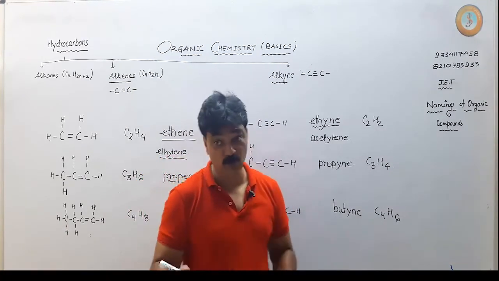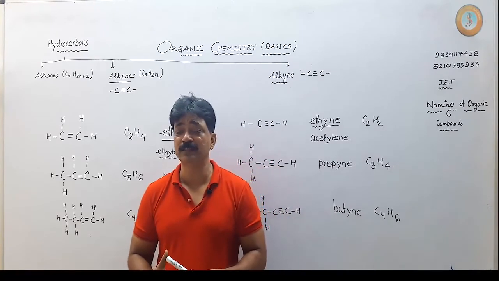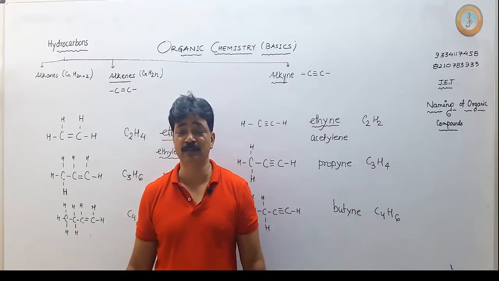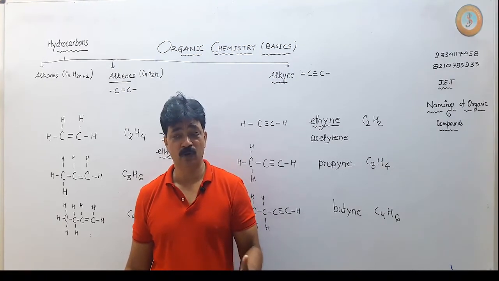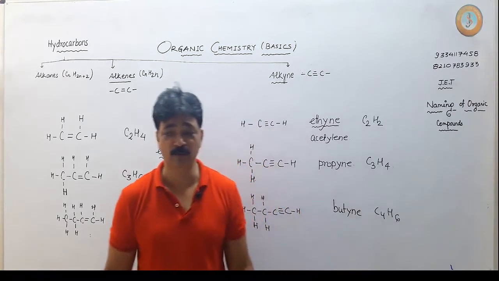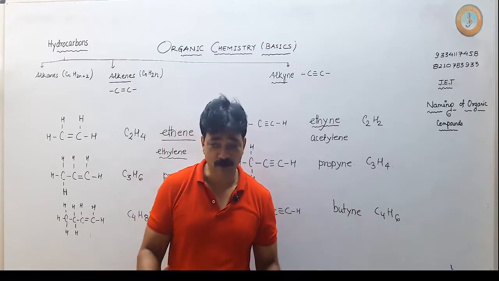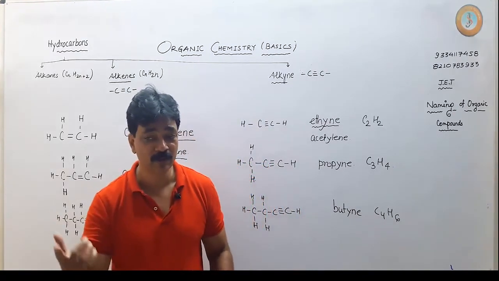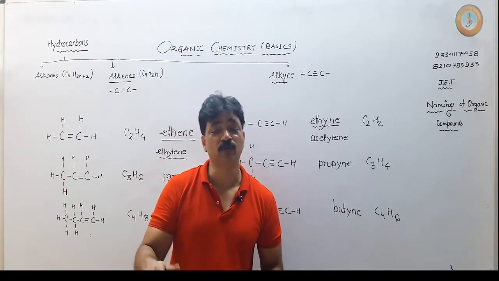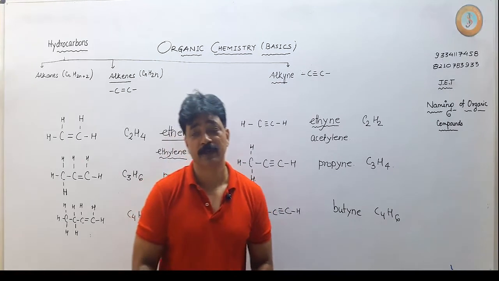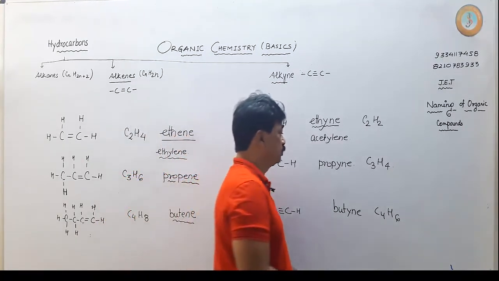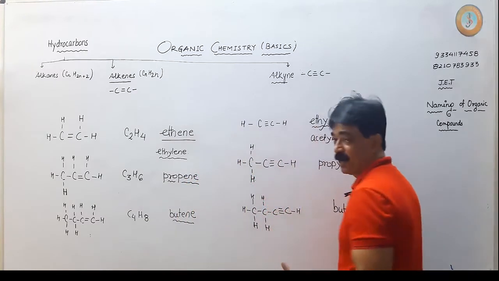Then now next is what? After butyne, what will be there, Sachin? 5 means what will be there? Can you answer loudly? Yeah, correct. Pent. Yeah, very good. Pentyne. So 6 means what? Hex. So what will be the full name? Hexyne. Very good. So you are getting it. Then heptyne and so on.